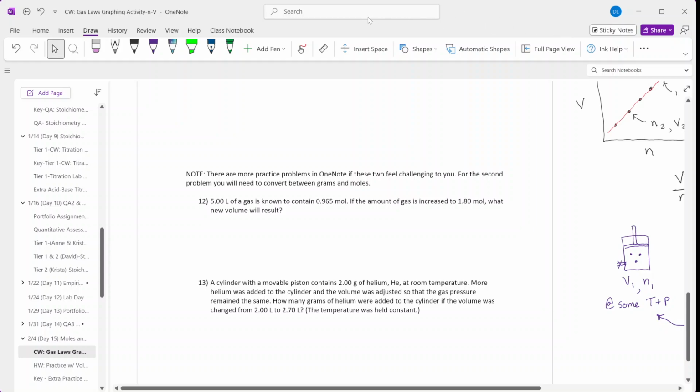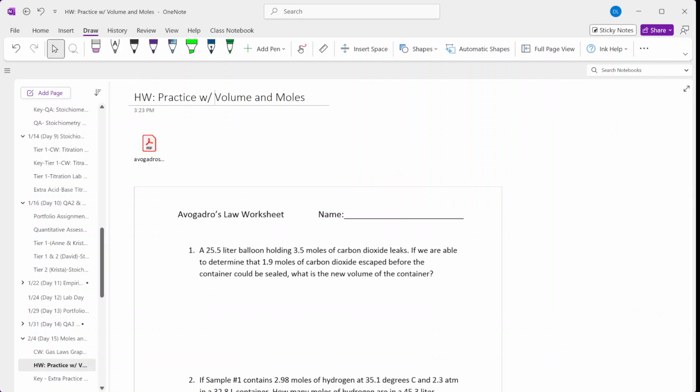So once you get this worksheet all done, you can go ahead and submit it to Canvas. And then there's a little homework assignment here to do some extra practice using that same equation that we derived above.